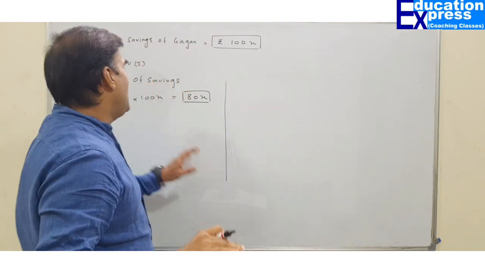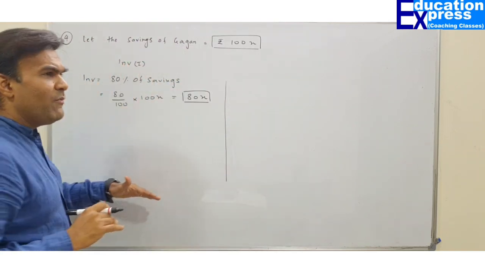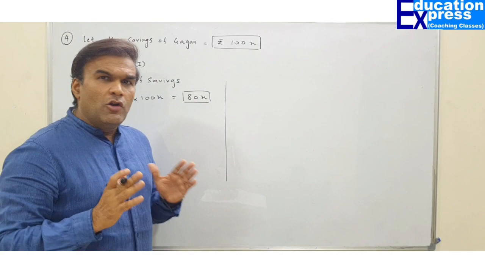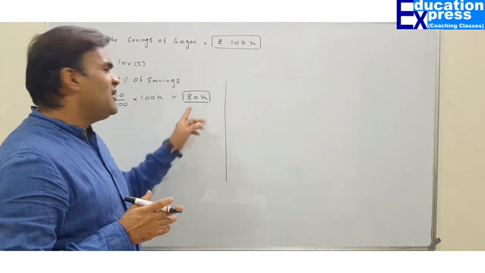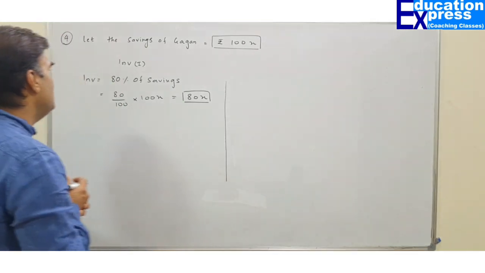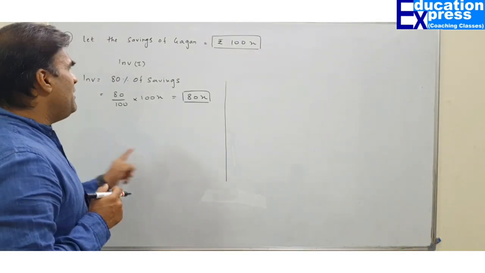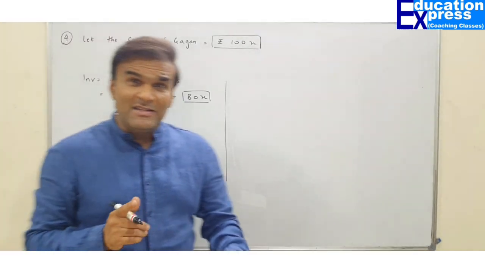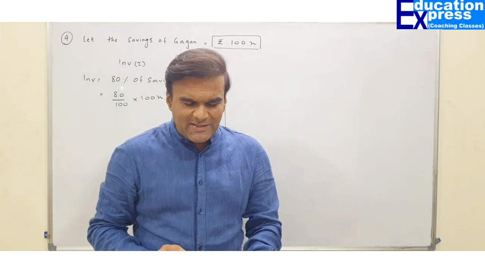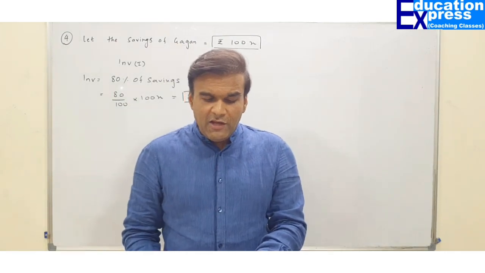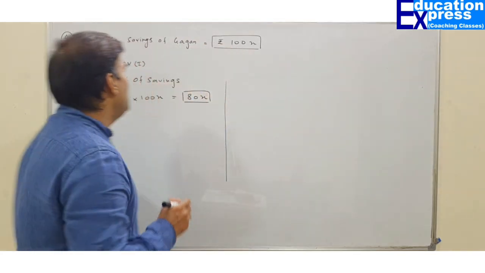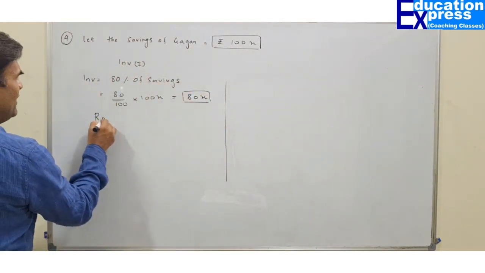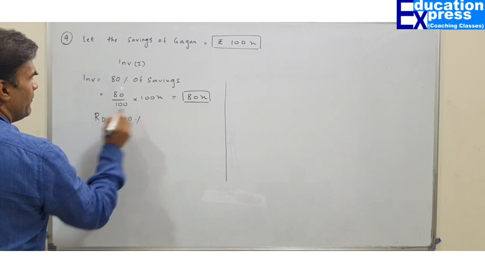I wanted to avoid the fraction, so for that reason I have taken 100x. If you take x and do the same sum with the same method, you are going to get the same answer. So there is nothing to worry about. I am taking 100x in order to avoid the fraction or a decimal. So Gagan invested 80% of his savings, that means his investment is 80x. See what else is given to us. Gagan invested 80% of his savings in 10%. In 10% means rate of dividend is 10%.